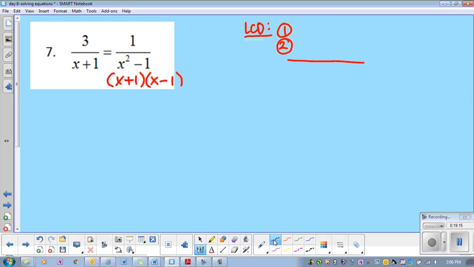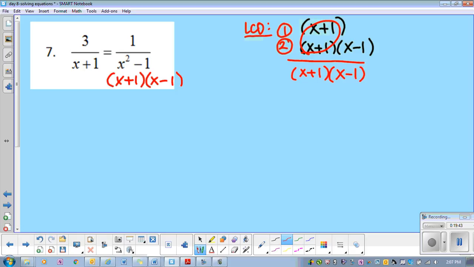So let's go and find our LCD. First fraction, we have an x plus 1. Second fraction, we have x plus 1 times x minus 1. Anything you see that's more than 1? X plus 1. So I'm going to write that 1 time. And then this x minus 1 is there, so I'm going to bring that down. That's my LCD.